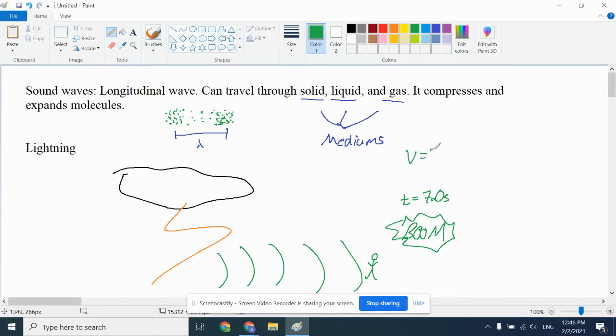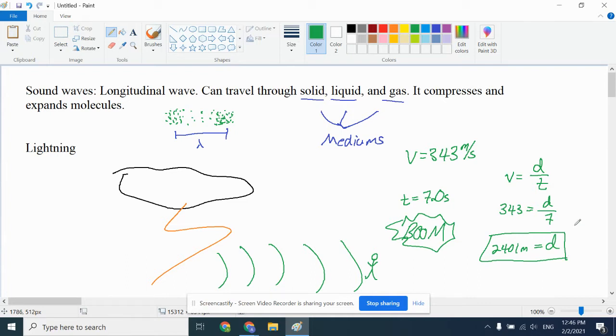The speed of sound in air is 343 meters per second. That's 343 at standard temperature and pressure. We're not going to deal with what happens if the atmospheric pressure changes or the temperature changes. We're just going to stick with 343 for air. Velocity is distance over time. So 343 equals the distance that sound wave traveled over the 7 seconds that it was in motion. So we do 343 times 7, and you get 2401 meters, which is about a mile and a half. So every 7 seconds that passes after you see a lightning flash, and you count to 7 before the boom, that's a mile and a half.